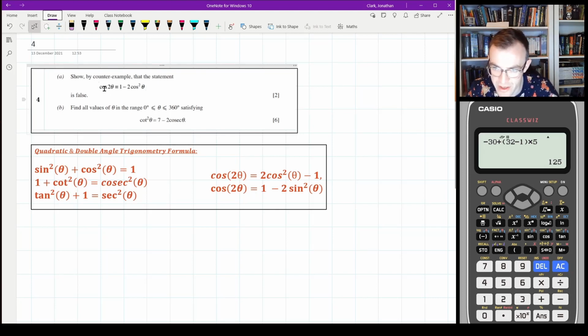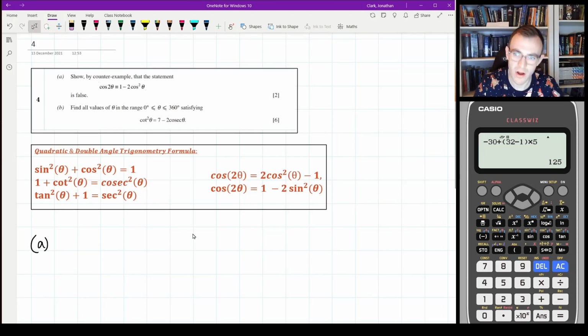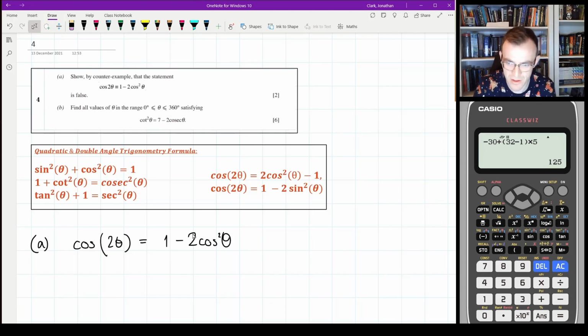Now, I've actually written down the cos 2 theta identities just because I thought these might be useful for this question. And I can see that it looks kind of similar to this identity here, but it's not the same. So I can see already that this isn't going to work. But for a counter example, all that we need to do is find one answer for which the statement is false.